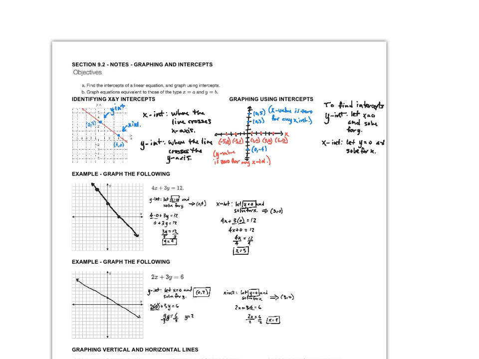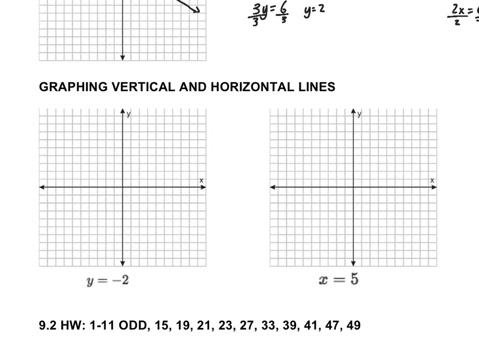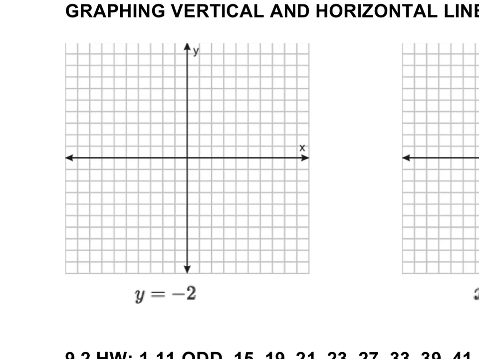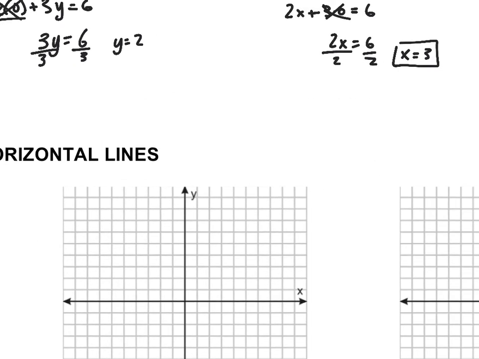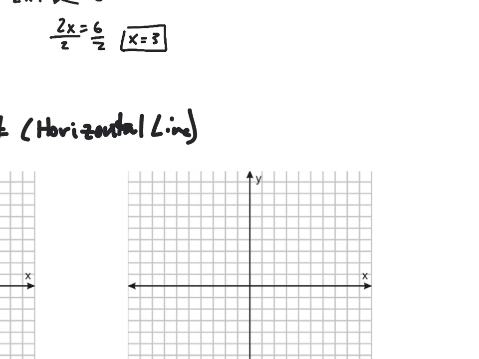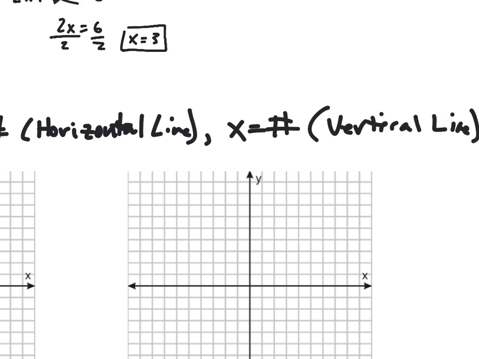So, let's talk over here about graphing vertical and horizontal lines. On this one, I've got the line y equals negative 2. Let's just write here: if it's y equals a number, then that's going to be a horizontal line. If it's x equals a number, then it's going to be a vertical line. All right, and that's it. So that's what I got.